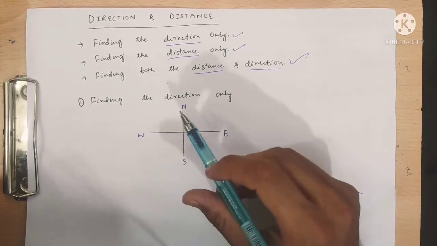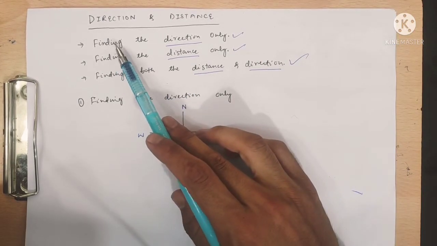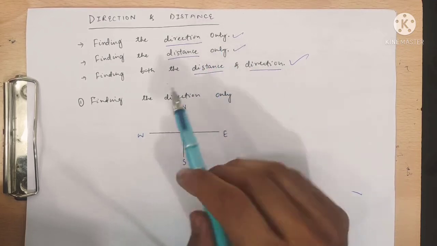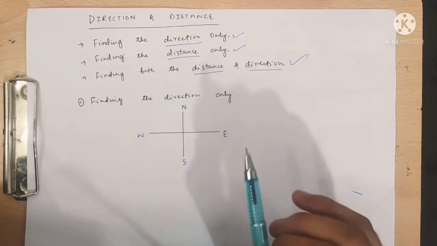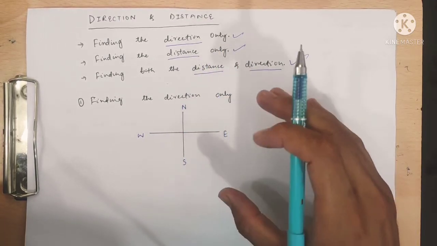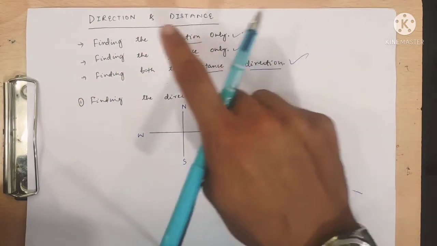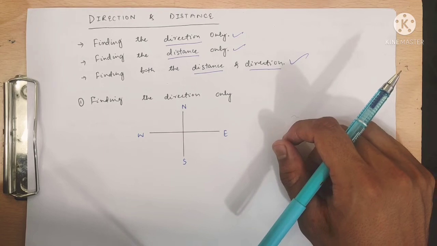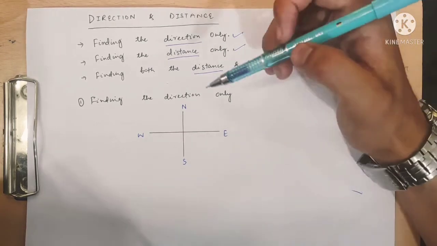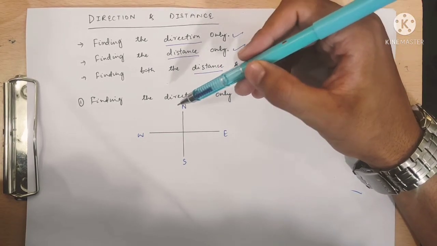First of all, we'll try to learn the finding-the-direction-only type of questions. Before solving questions like finding the direction only, or finding the distance only, or finding both distance and direction, I'll be telling you some of the basic concepts. So I'll be telling you the directions.